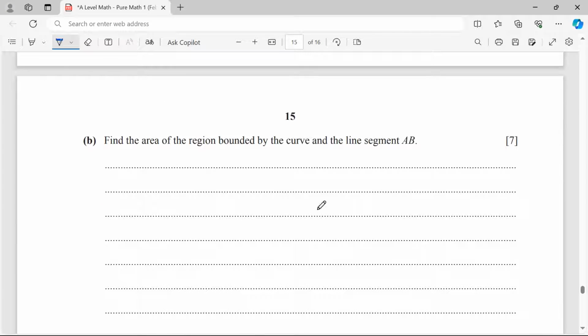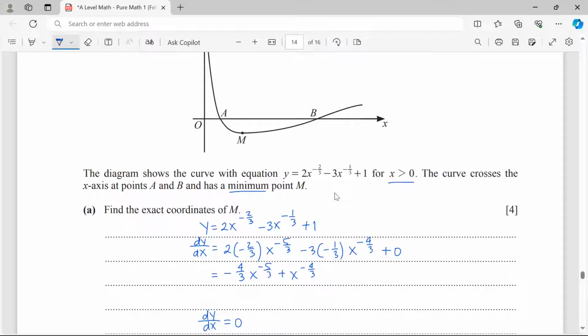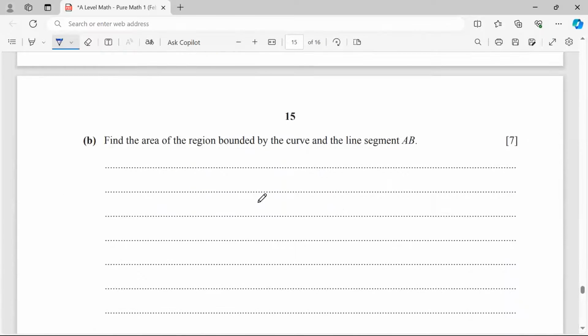Now for question B, we need to find the area of the region bounded by the curve and the line segment AB. So we need to find out the area of the following region, starting from x equals this one until x equals this one. That means we need to find out the coordinates of point A and B first before we do this question. Why do we need to find A and B? Because those points will be the limits of the integration. And since we talk about the area under the region, that means we talk about integral.